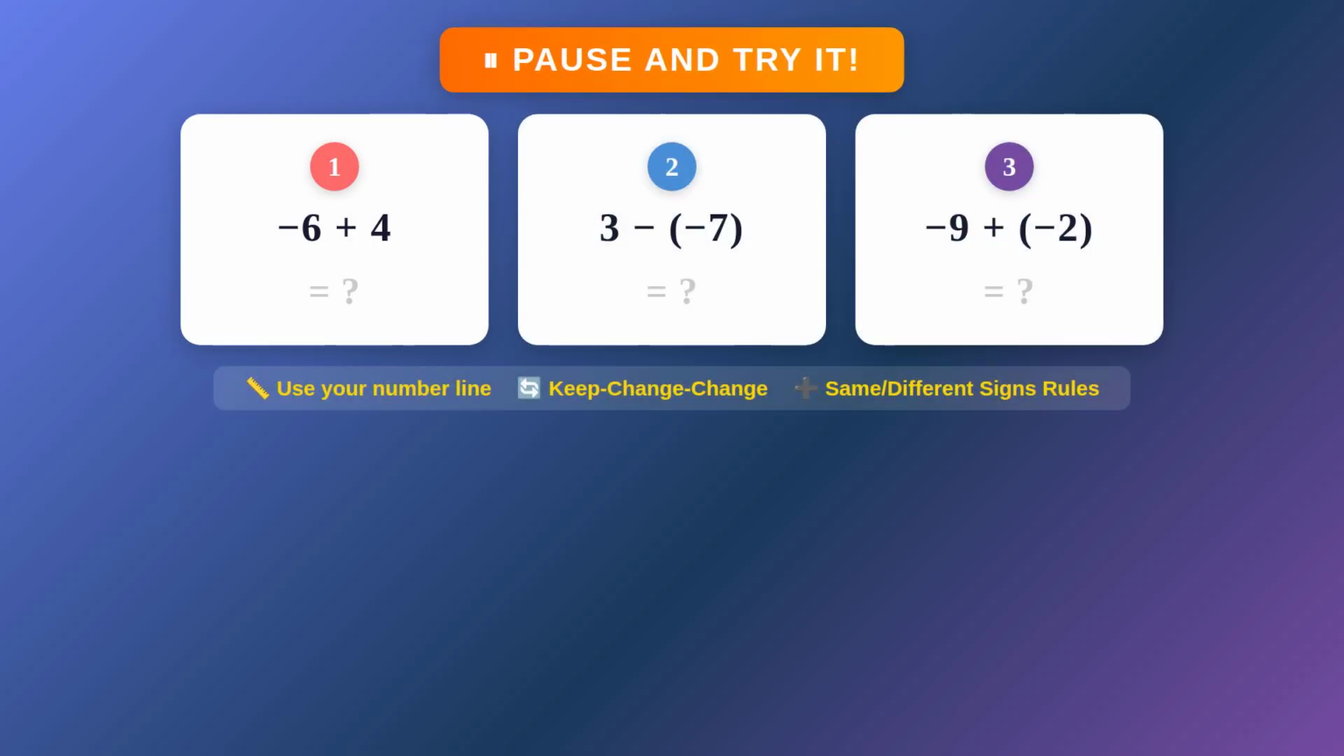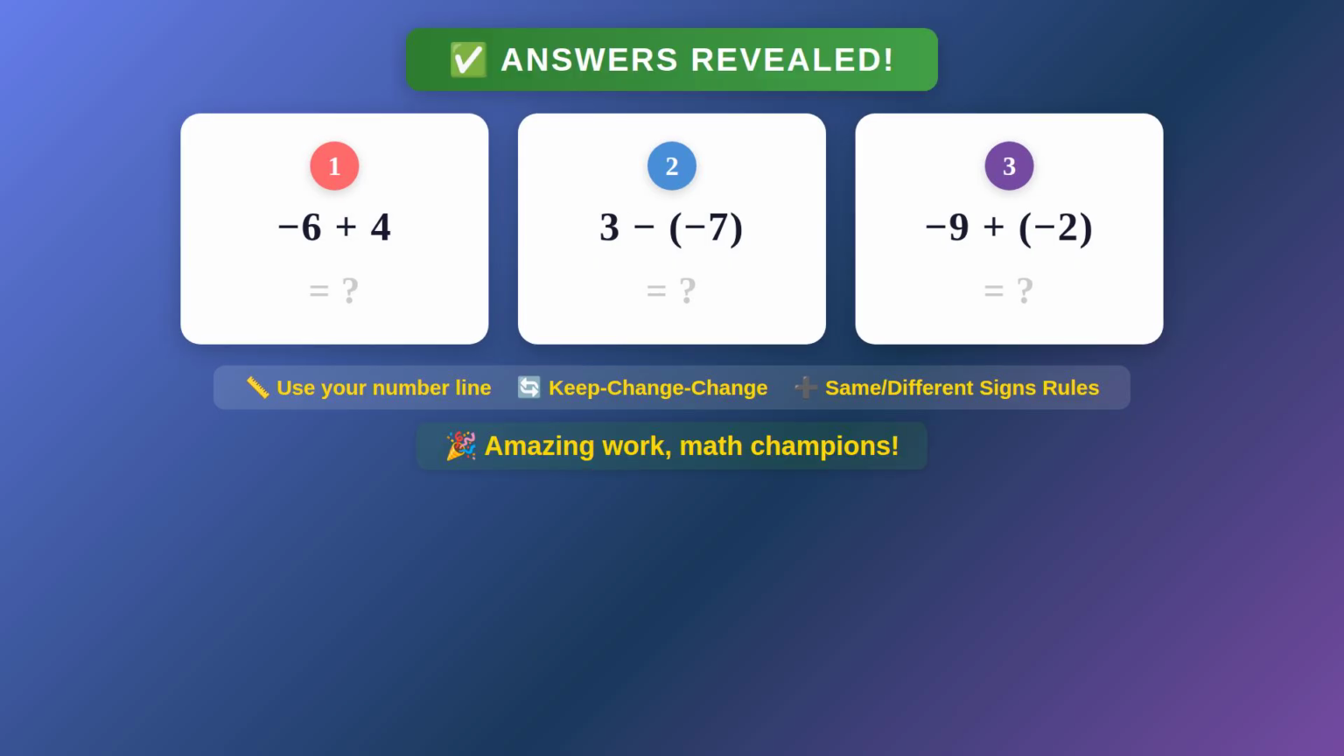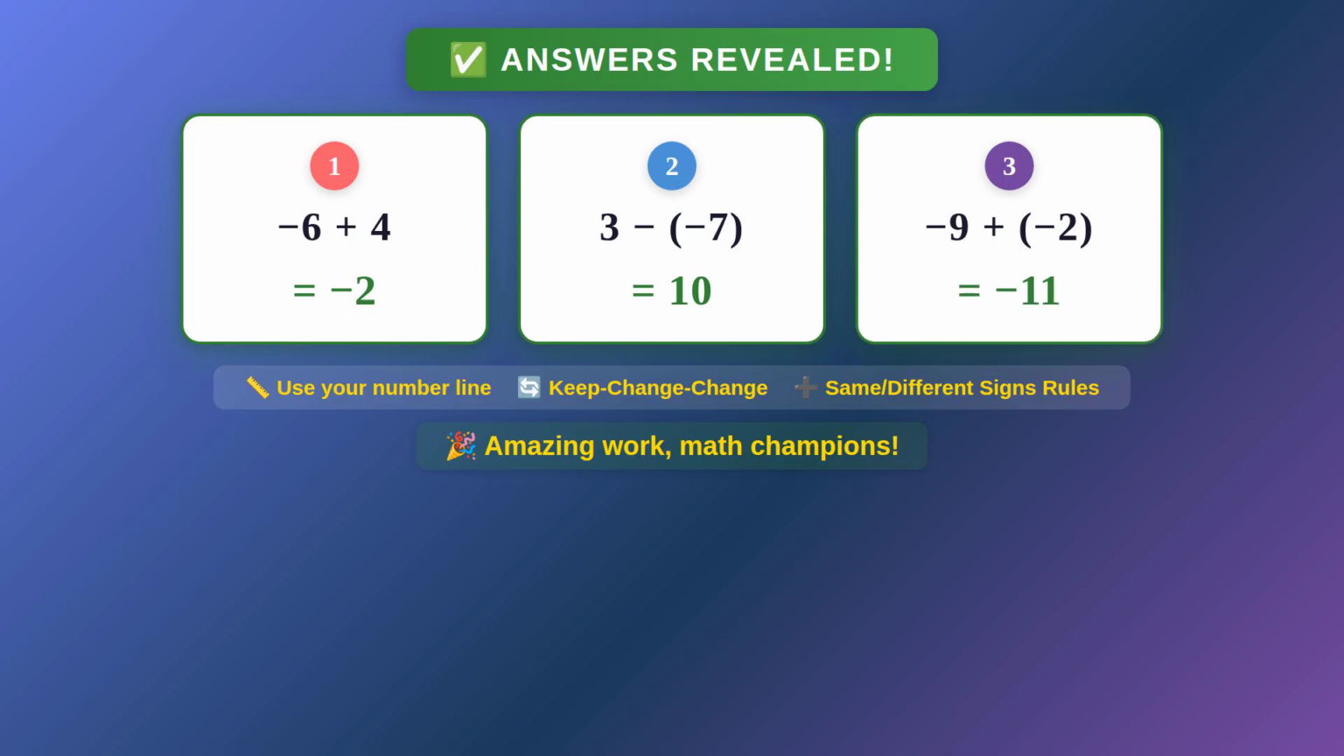All right, math champions, pause the video right now and try these 3 problems on your own. Problem 1, negative 6 plus 4. Problem 2, 3 minus negative 7. Problem 3, negative 9 plus negative 2. Use your number line, use keep change, and use the same signs and different signs rules. Go ahead, pause it. Okay, ready for the answers.